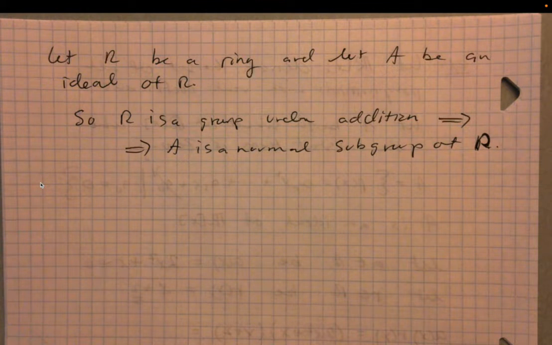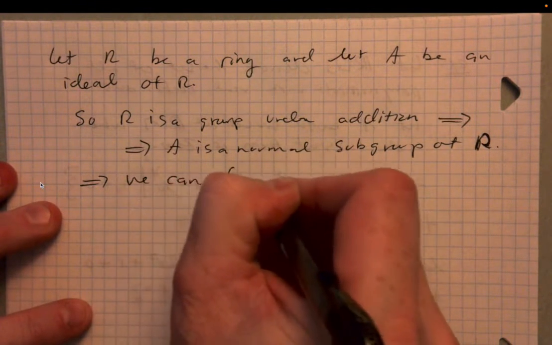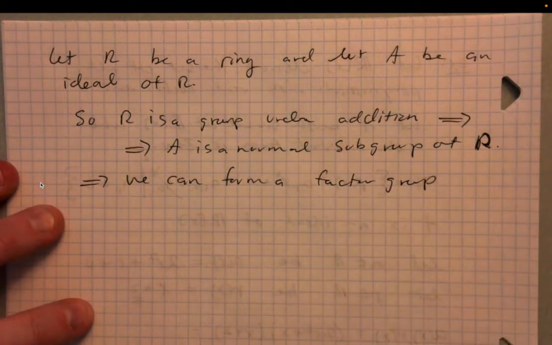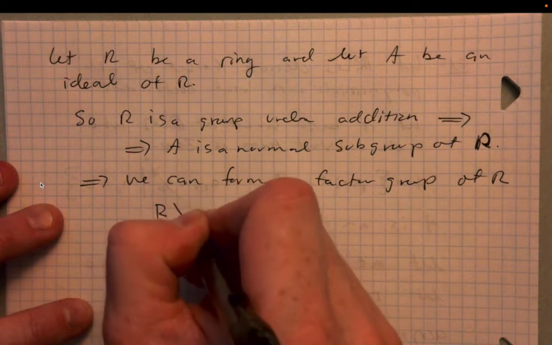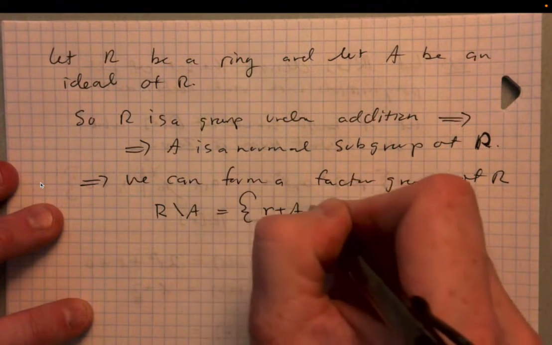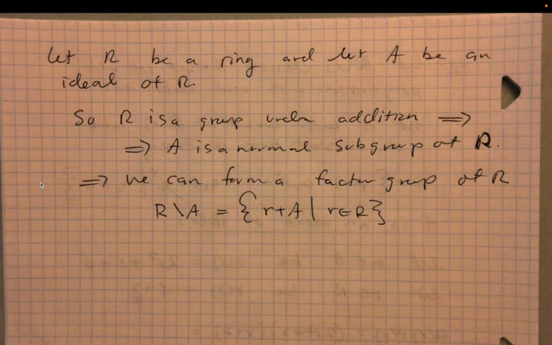So we can form the factor group of R. We could think of it like this: R plus A, such that r is in R. So this is just the factor group concept from a couple lectures ago. So this part is clear, right?